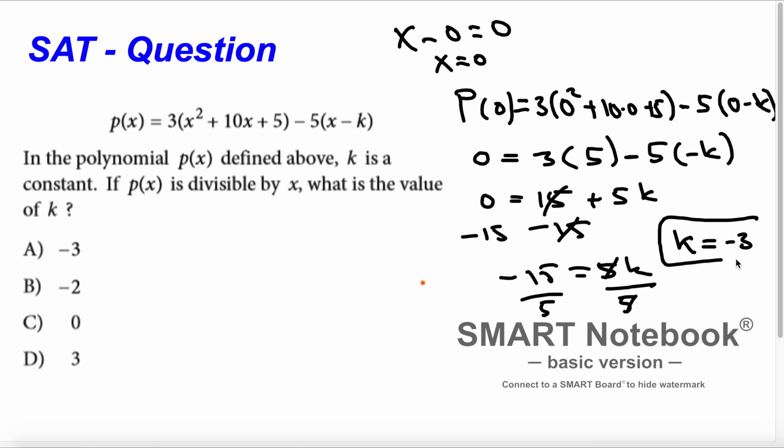So this is the right answer. So it means minus 3. The right answer is A. This is the right answer.